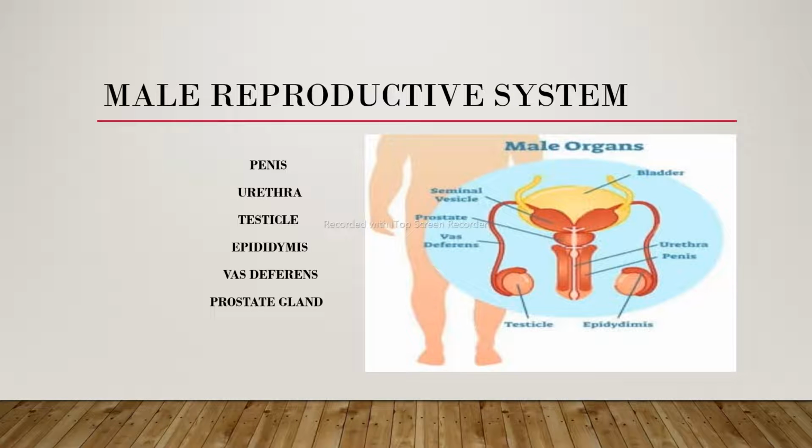Next is the prostate gland. Prostate gland is a walnut-sized structure that's located below the urinary bladder in front of the rectum. Next is the seminal vesicle. Seminal vesicles are sac-like pouches that attach to the vas deferens near the base of the bladder. Next is the bladder. It's a muscular sac that stores urine. So that comprises the male reproductive system or the male biological features.